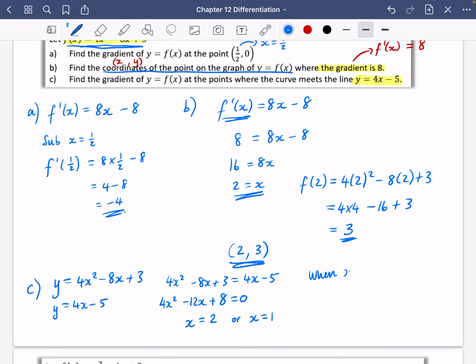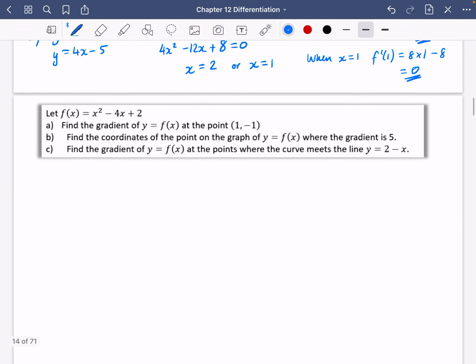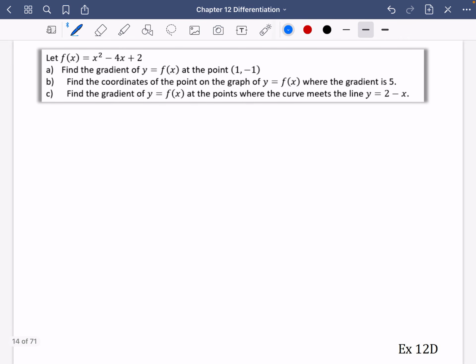So when x equals 2, the gradient, I think we've actually already worked that out. We did it up here, but I'm just going to show it would be 8 times 2 minus 8, which is 8, which is great. That's what we had earlier on. And when x equals 1, the gradient is going to be 8 multiplied by 1 minus 8, which is 0. So it has no gradient when x is equal to 1. Okay, you might like to have a go at doing this one yourself, and then you can try exercise 12D.